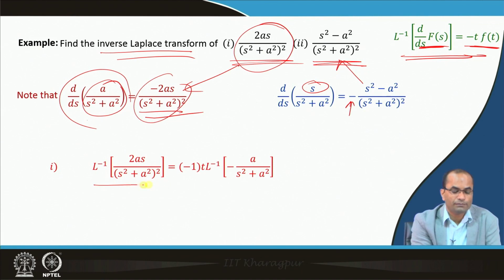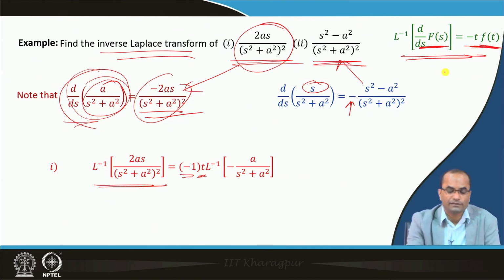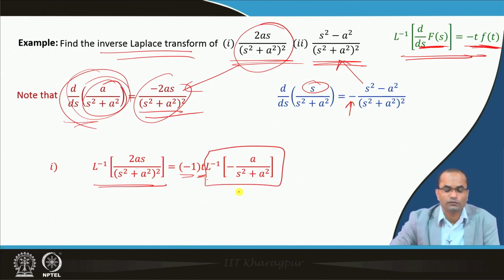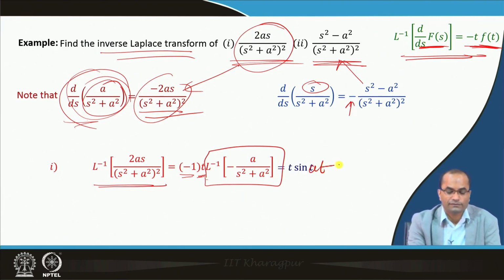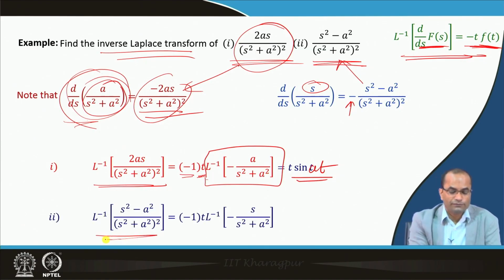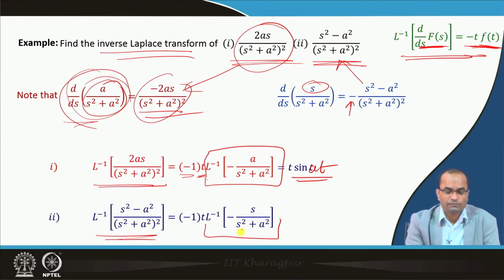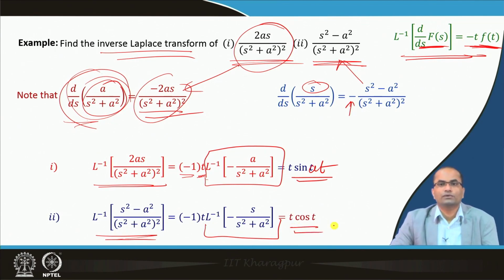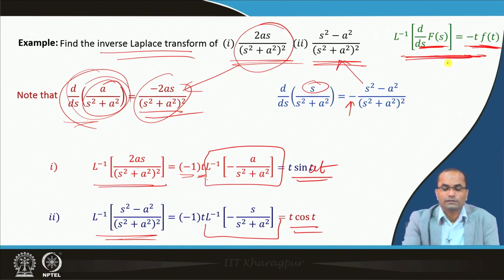If we apply here the Laplace inverse of 2as over s square plus a square, which is the derivative of this F(s), we have the minus sign there and t, and then we have f(t), that means the Laplace inverse of a over s square plus a square, which is sin at. So, here we have t sin at. Similarly, for the second case we have the inverse of minus s over s square plus a square, which is t cos at. Here also we have applied this result that the derivative of F(s) is equal to minus t f(t).